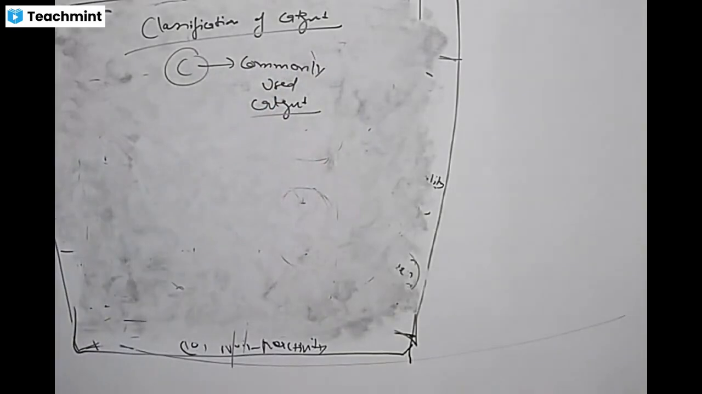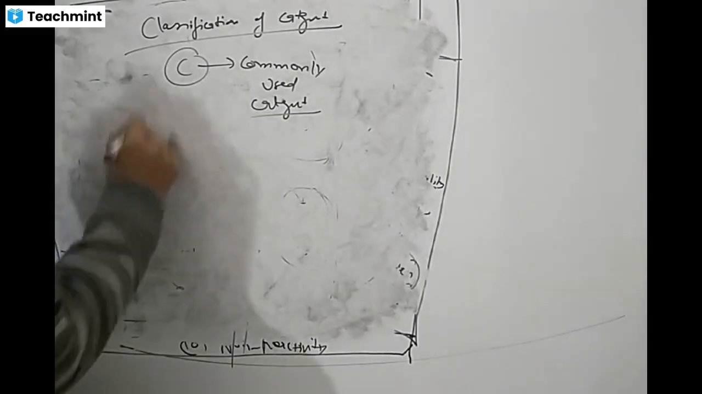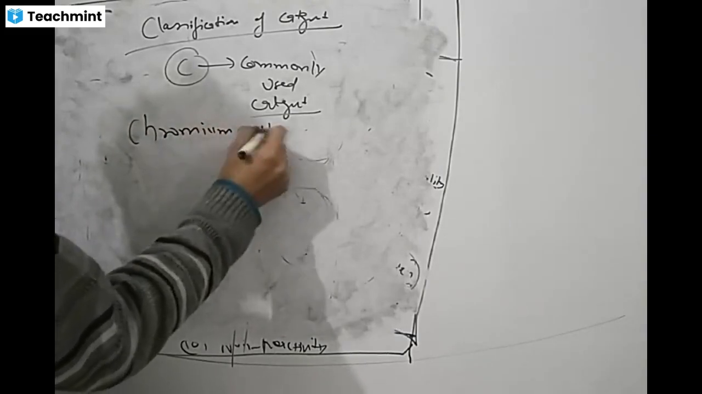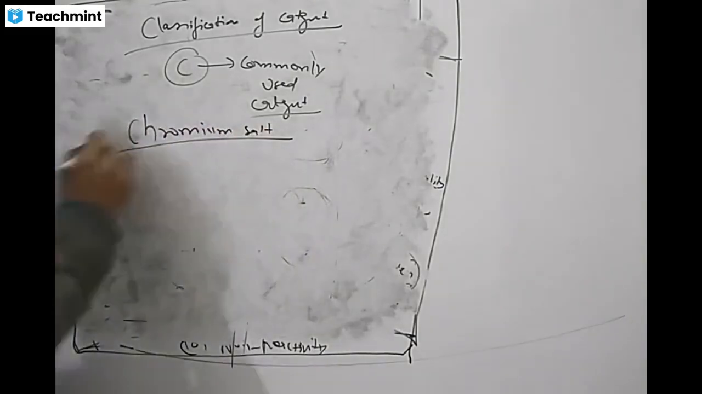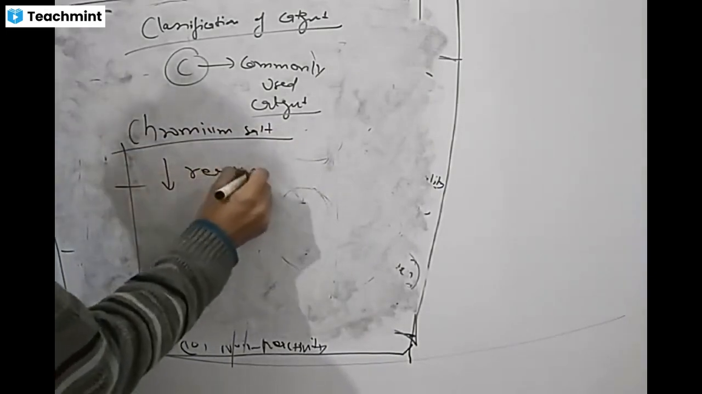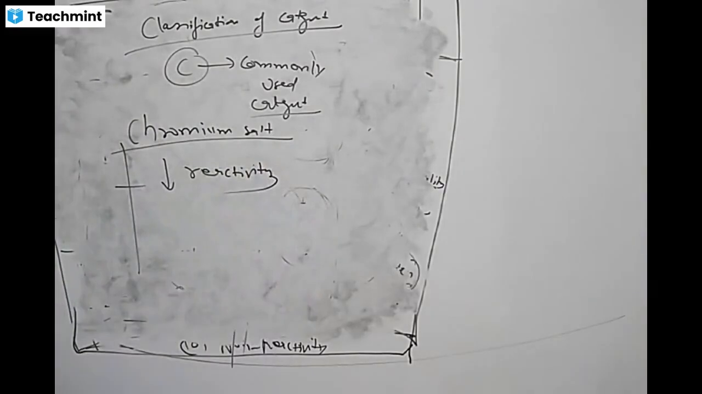Type C. Based on chromium salt treatment, it is divided. So what is the significance or advantage of using this chromic salt? First is, why are we using chromicized catgut? It will reduce the reactivity, meaning our suture material will become less reactive for the tissues.